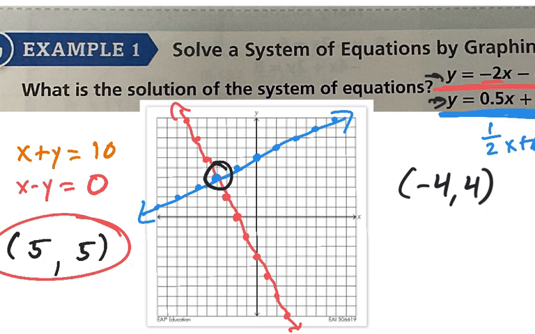How could I be sure that this is the correct solution? If I plug it into both equations, it should work. This point should make both equations true. So let's just test it and see if we plug in -4 for x, do we get 4 for y? So I plug in -4. -2 times -4 is 8. 8 minus 4 is 4. So it works for the first one. 1/2 times -4 is -2. -2 plus 6 is 4. So it works for the second one. So (-4, 4) makes both equations true at the same time.